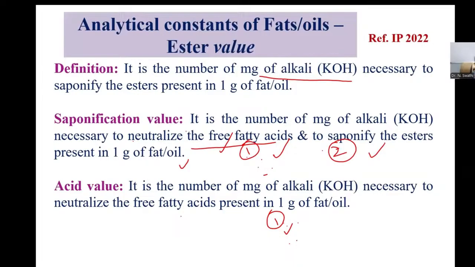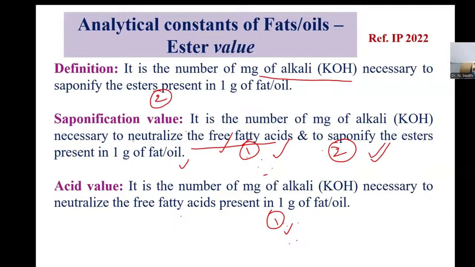Okay. Now, what is the definition for ester value? If you see, it is the number of milligrams of alkali required to saponify the esters present. So, this is saponification. This is also saponification. That means the ester value determination is also related to acid value and saponification value.